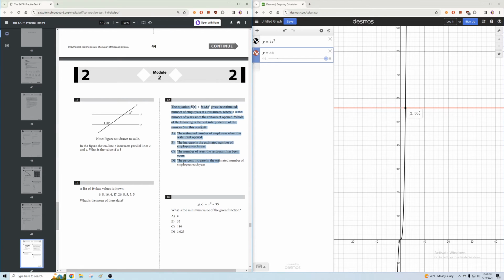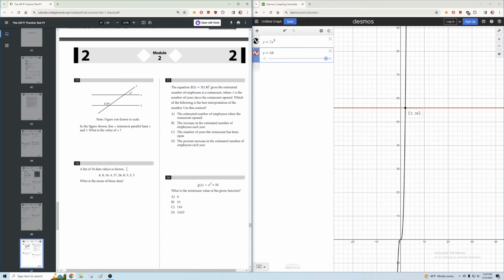This one right here is interpreting. Sometimes you have problems where you're given words and you have to find the equation for it. Sometimes vice versa, you're given the equation and you have to interpret the equation. So no, not this one. You just have to know how math works here.